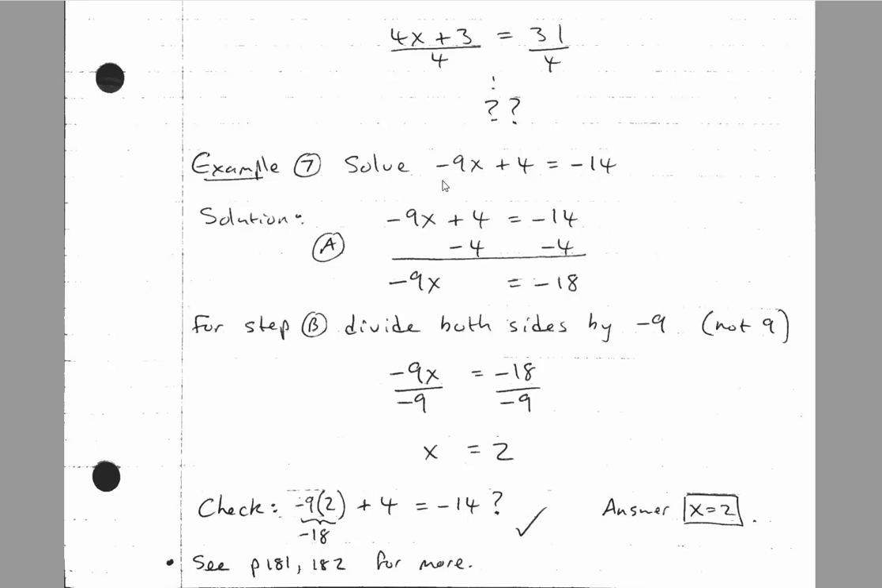Example 7, negative 9x plus 4 equals negative 14. So, throwing in more negatives. We do want to get rid of that 4 first, so subtract 4 from both sides. Negative 9x is equal to, okay, so yeah, signed numbers, negative 14 minus 4. That's the same as negative 14 plus negative 4. Add the absolute values, keep the sign, negative 18.